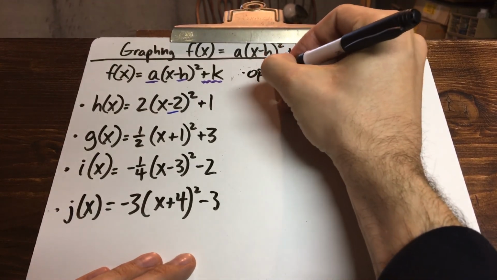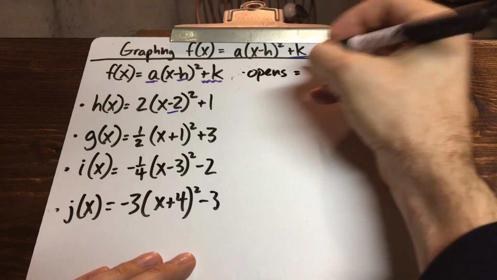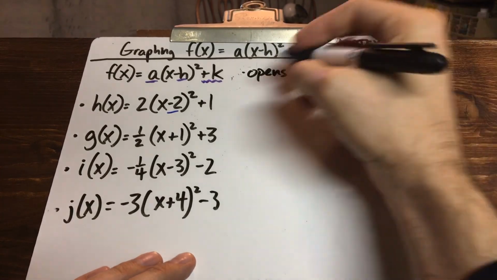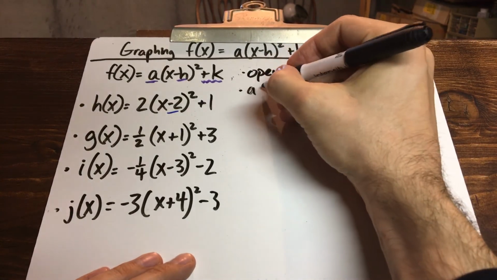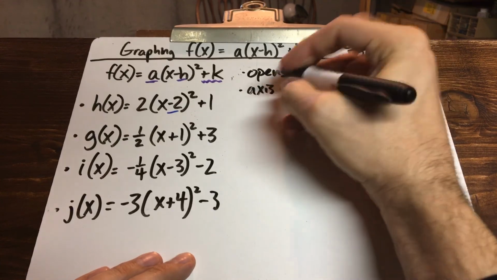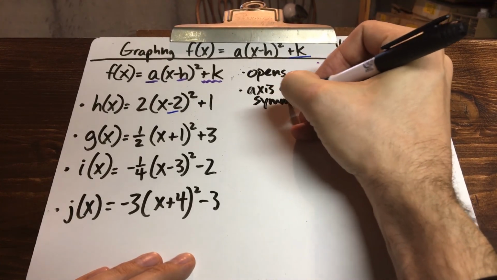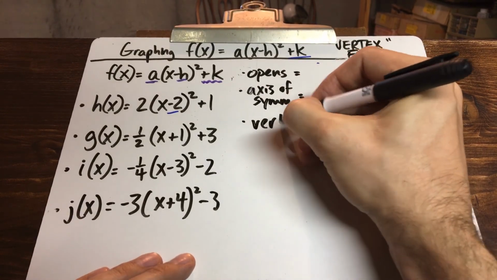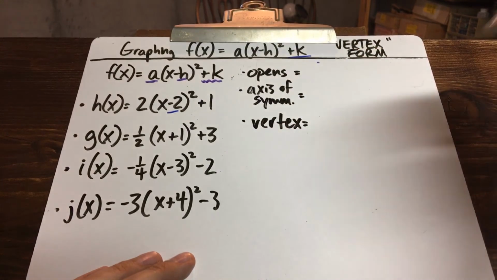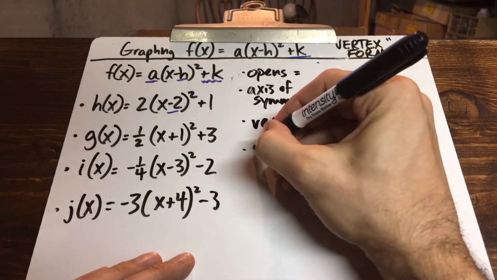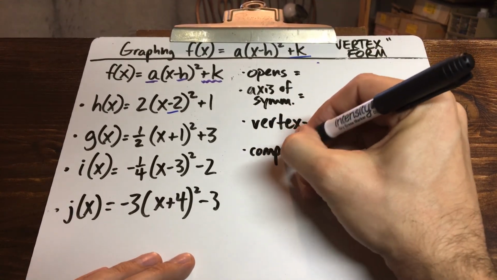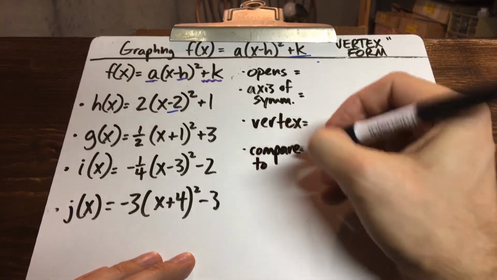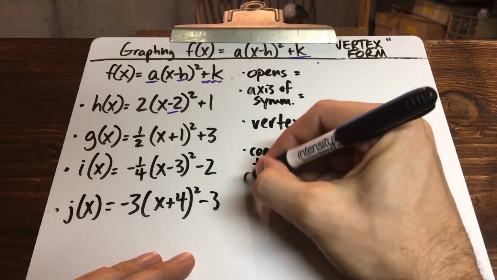Let me go ahead and get our characteristics up here. We should be able to tell how these graphs open, up or down. We should be able to do the axis of symmetry. We're not actually going to graph these. I just want to show you how you can figure it out just by looking at it. We should be able to find the vertex just by looking at the equation. We should be able to compare it to the original one. Compare to the basic one, the easiest one that we can come up with, the one that's like this, right?